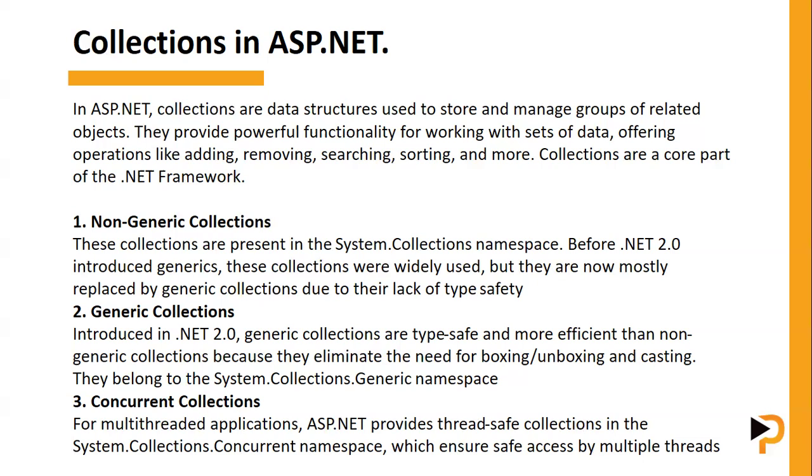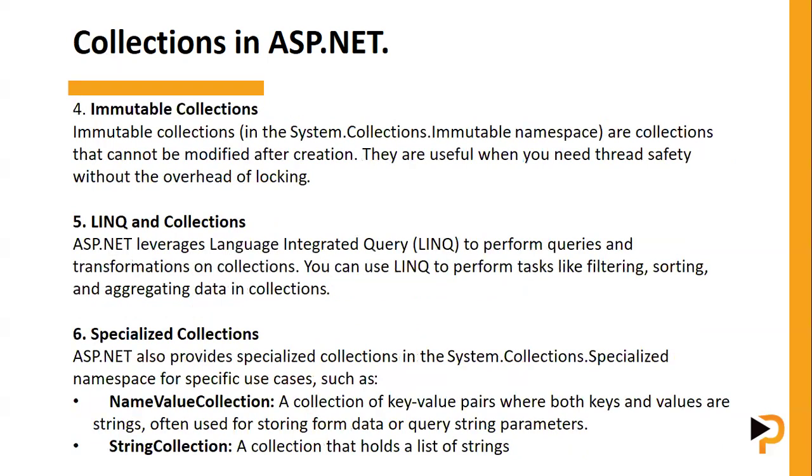Now, concurrent collections: for multi-threaded applications, ASP.NET provides thread-safe collections, available in the System.Collections.Concurrent namespace, which ensure safe access by multiple threads. So for thread safety, we can use these concurrent collections. Now, immutable collections. The word immutable itself says that it should not change; it should be constant. Immutable collections are available in the System.Collections.Immutable namespace, and these are collections which cannot be modified after they are created.